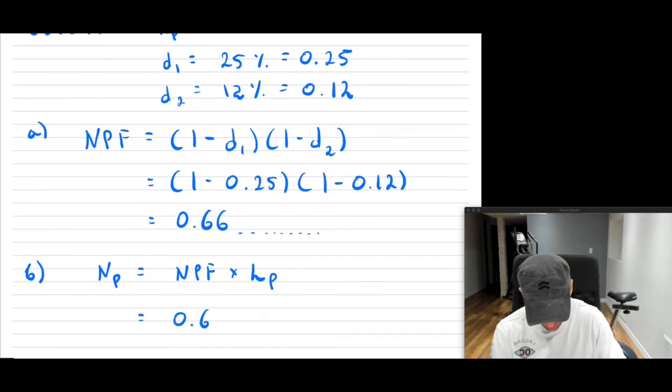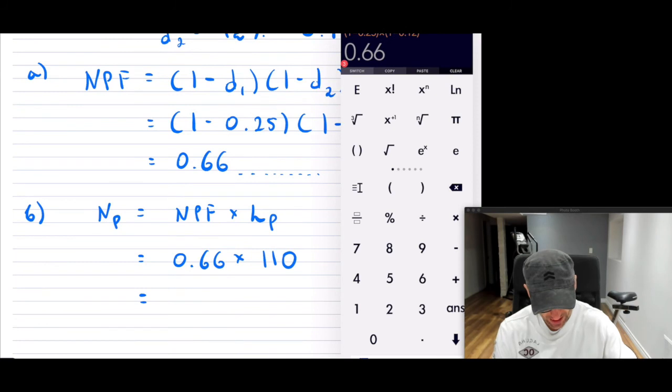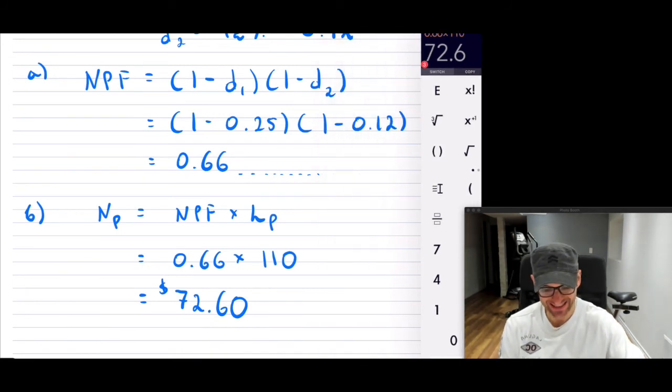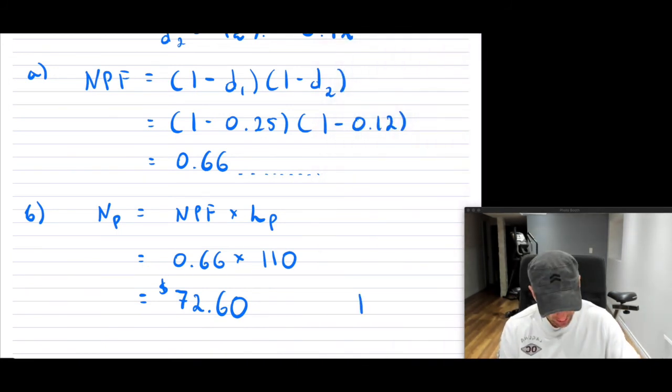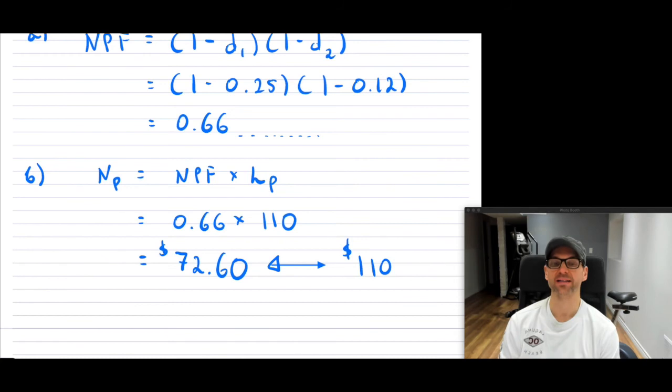We just calculated our net price factor. We know that our list price per share is $110. So we can take that and we can now multiply it by 110. That will be 72.6, meaning $72.60. Instead of paying $110 per share, we're paying $72.60. That's how much we're paying. All right, so we're paying $72.60 instead of the $110.